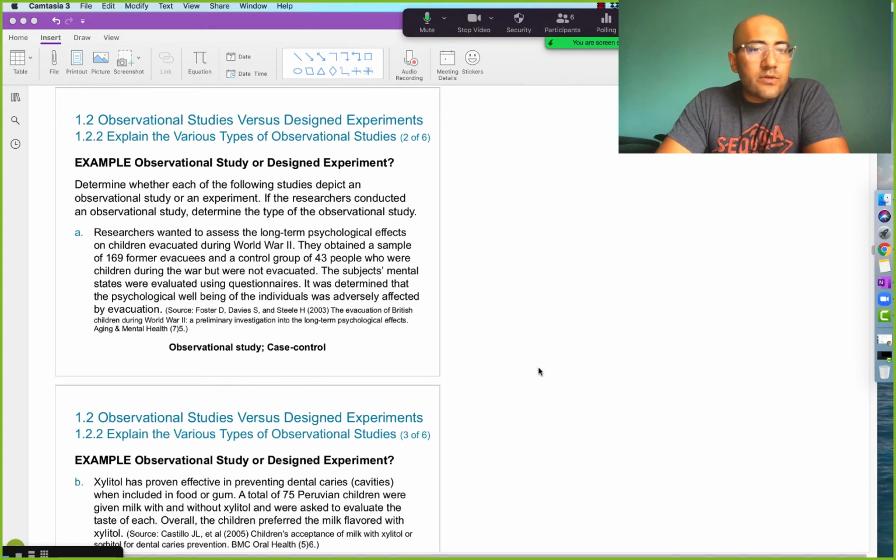Researchers wanted to assess the long-term psychological effects of children evacuated during World War II. They obtained a sample of 169 former evacuees and a control group of 43 people who were children during the war but were not evacuated. The subjects' mental state was evaluated using questionnaires. It was determined that the psychological well-being of individuals was adversely affected by evacuations.